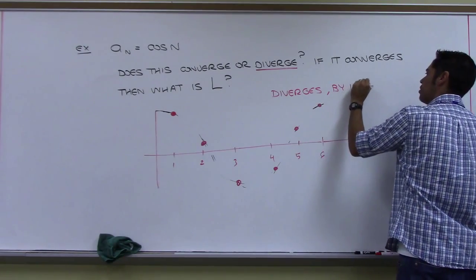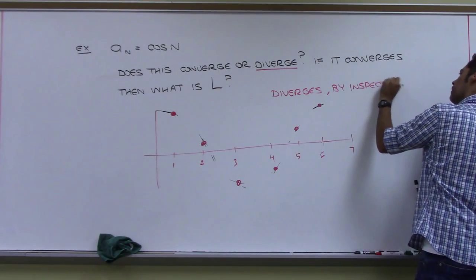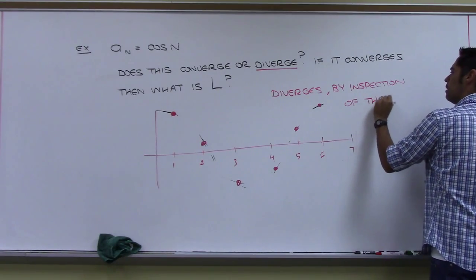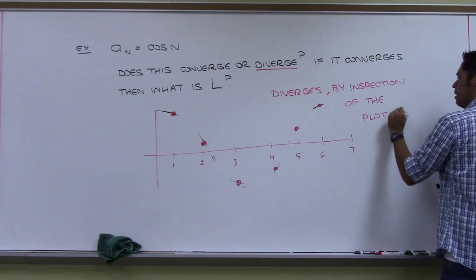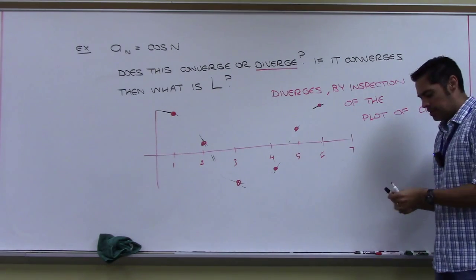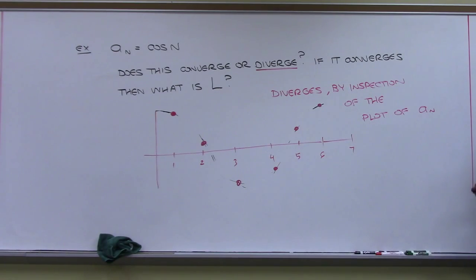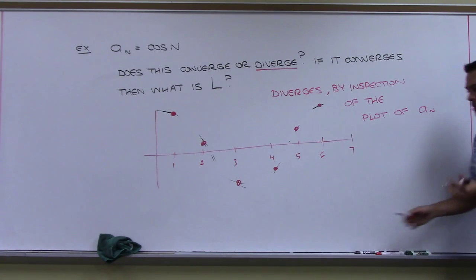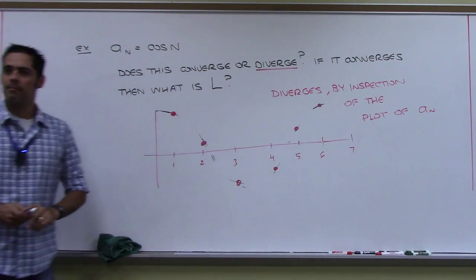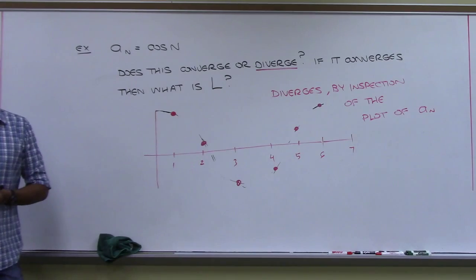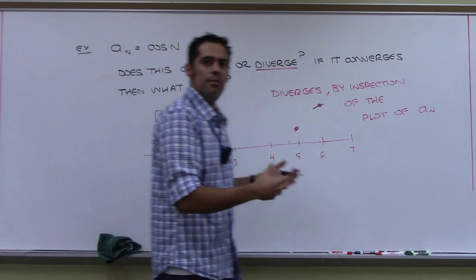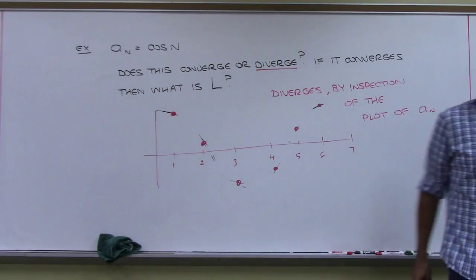By inspection of the plot of a sub n. So I'm explaining to whoever's reading this that my conclusion for divergence is drawn upon just my graphing of the cosine sequence and the dots, all right? And that's good enough for an explanation. See, there's no like math you're doing here. It's more of just analyzing things, right?